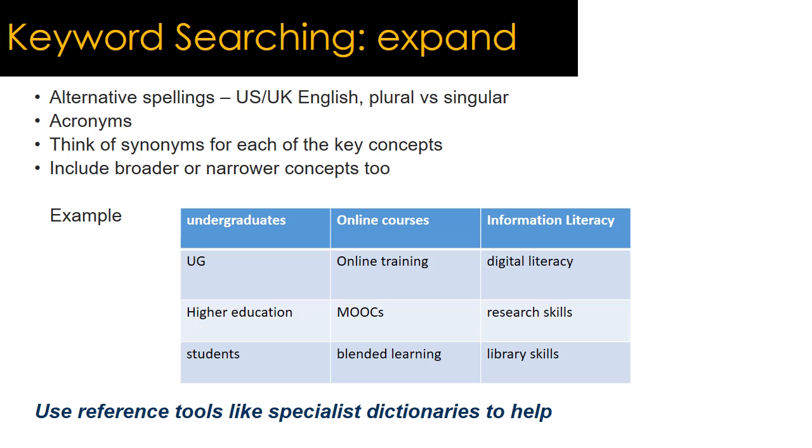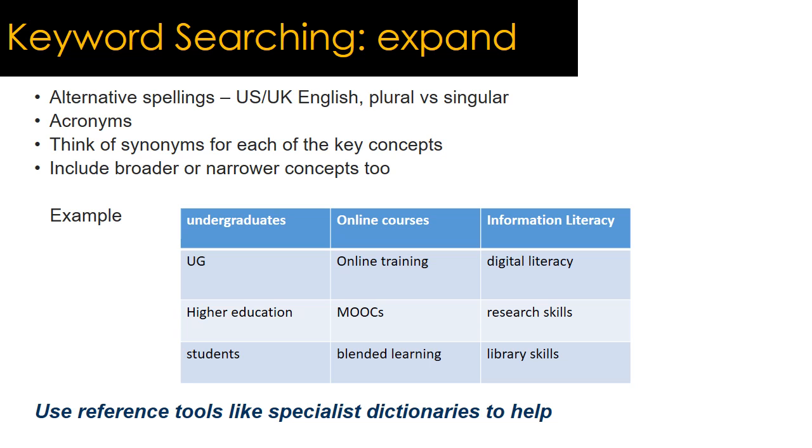The next step is to expand this list of keywords. You might consider alternative spellings of those keywords. Think about, are there acronyms for any of the phrases or concepts? And also brainstorm for alternative words that mean the same thing, as well as broader and narrower concepts.